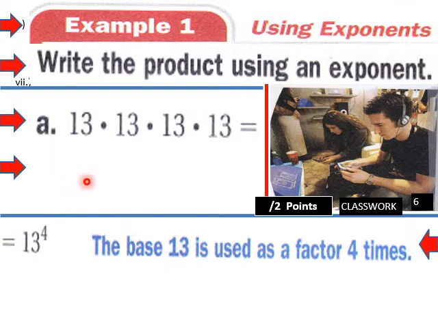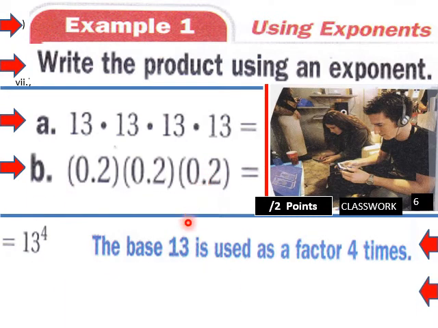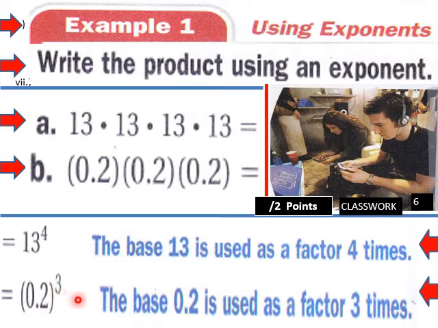And then for B here, 0.2 times 0.2 times 0.2. How many times is that used? 0.2 to the 3rd power. 0.2 is used as a factor 3 times.